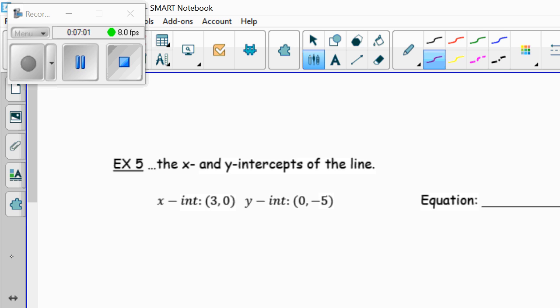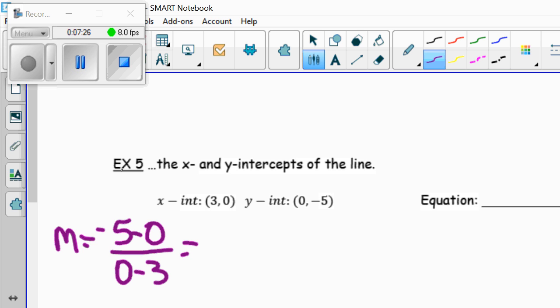Example number 5, the x and y intercepts of the line. Here they give me the x-intercept and the y-intercept, and they want me to write the equation in standard form. I can find my slope because I have 2 points here. So my slope, my y's, negative 5 minus 0 over 0 minus 3, my x's. Negative 5 minus 0 is negative 5. 0 minus 3 is negative 3. Simplify 5 and 3, but 2 negatives make a positive, so I have a positive 5/3.